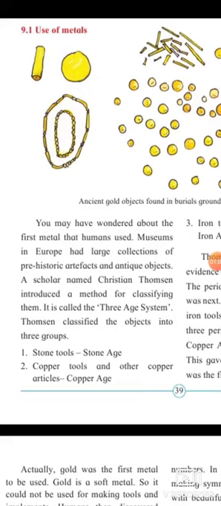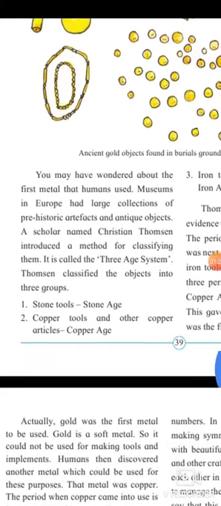A scholar named Christian Thompson introduced a method for classifying them. He introduced a method for classifying the prehistoric and antique objects. His name is Christian Thompson. This method is called the 3H system, and he classified the objects into three types.